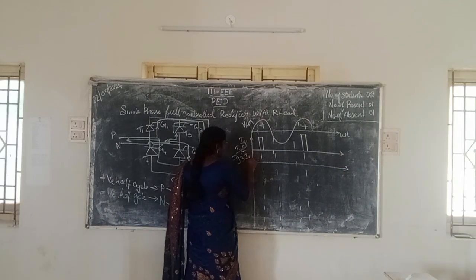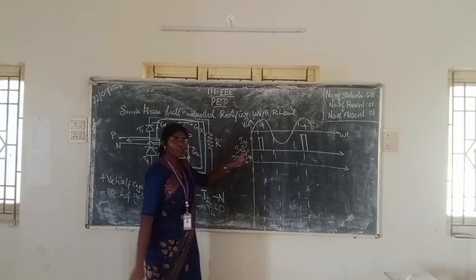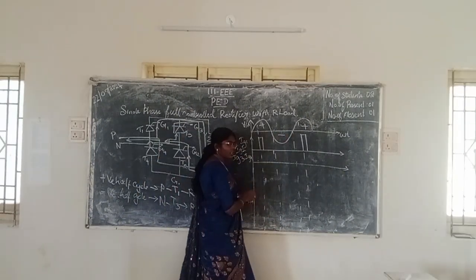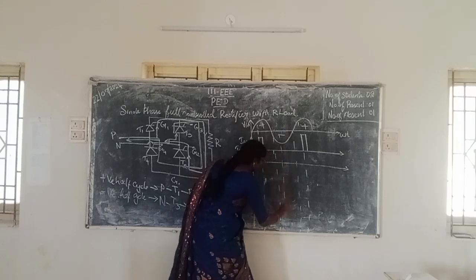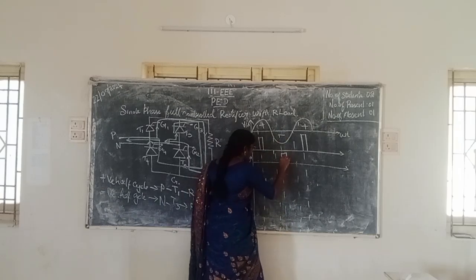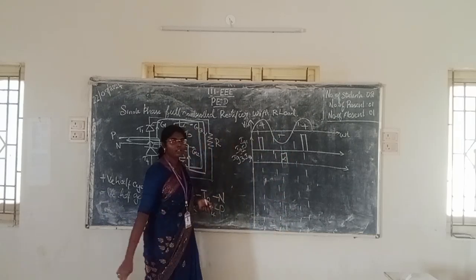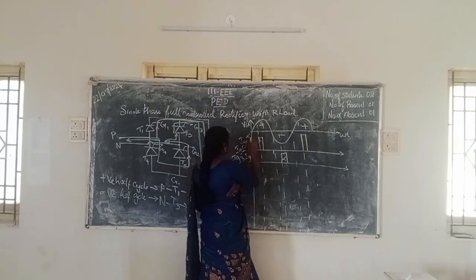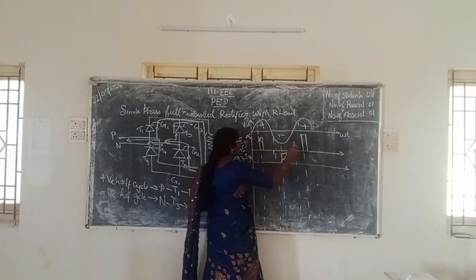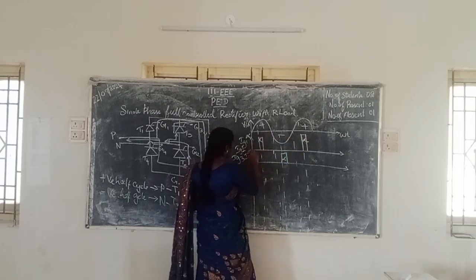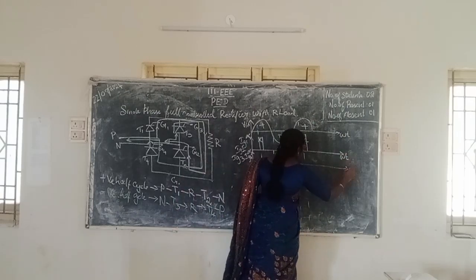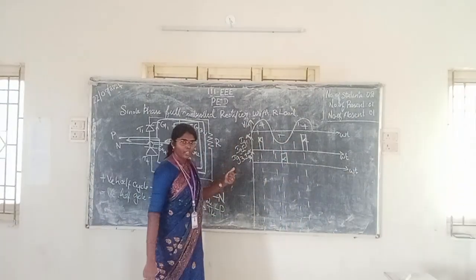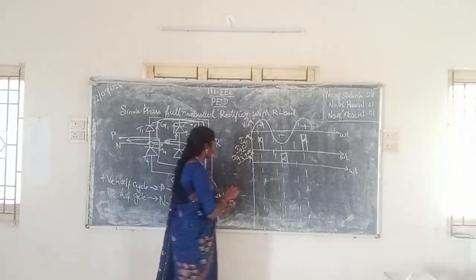Next, G3 and G4. G3 and G4 will come in the negative half cycle, right? So during the negative half cycle also there will be an alpha firing angle. So this is the alpha firing angle for the positive half cycle and the alpha firing angle for the negative half cycle, with respect to omega t. Clear? Are you able to follow me?